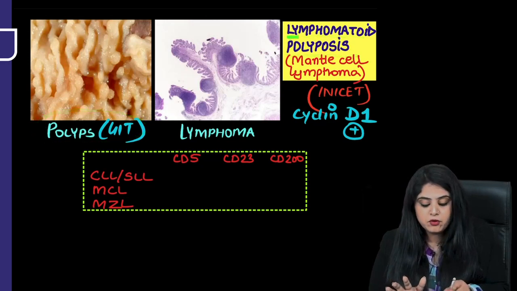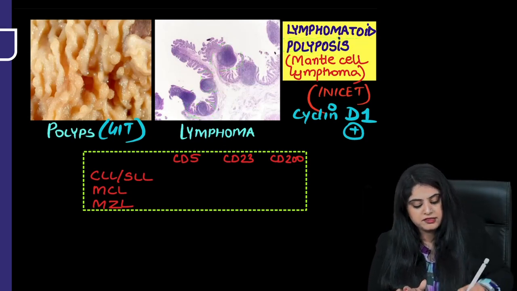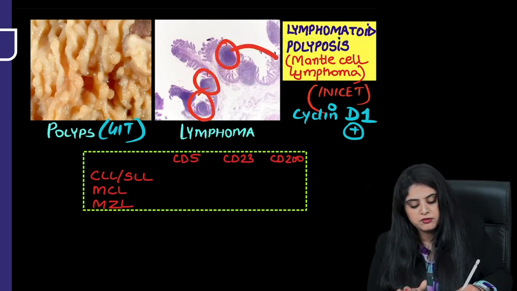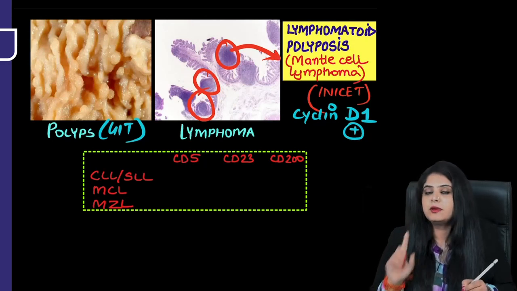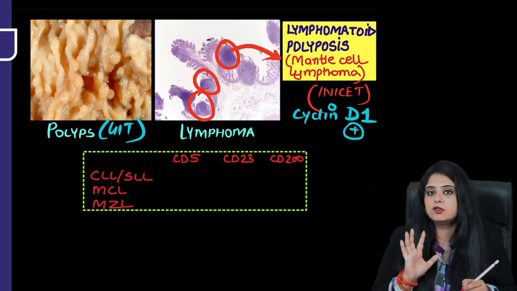So I call it lymphomatoid polyposis. Polyps are there and they are lymphoma polyps. You can see these blue color lymphoma cells. These are all the lymphoma polyps. Which lymphoma? Mantle cell lymphoma. So remember, mantle cell lymphoma mein GIT also goes mental.